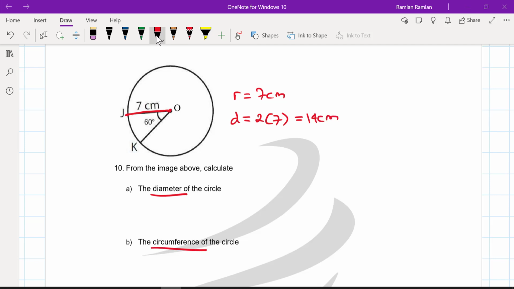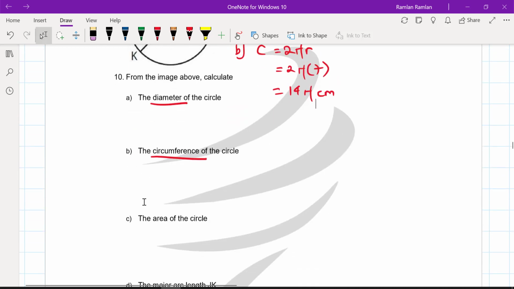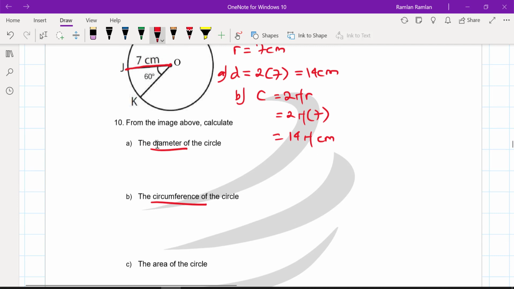The next one is the circumference of the circle. Again, because we have that formula, C equals 2 pi r, and since we know r is 7, that'll be 2 times pi times 7, equal to 14 pi centimeters. Next question, the area of the circle, the same thing. Since we have the radius, the area is pi r squared, pi times 7 squared, which equals 49 pi centimeters squared.